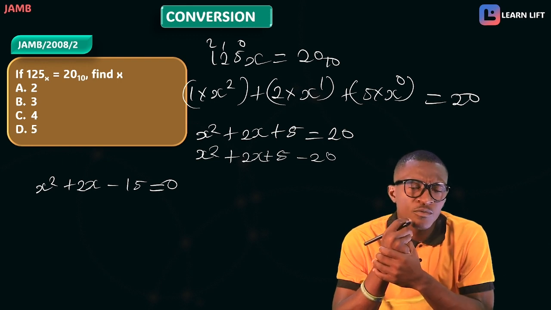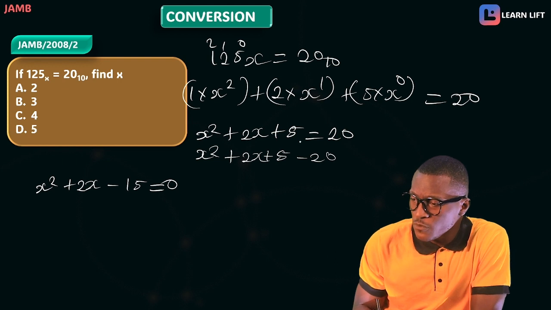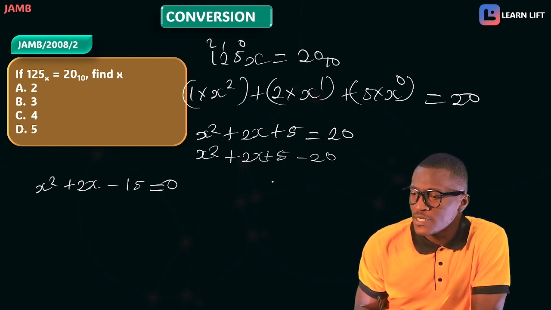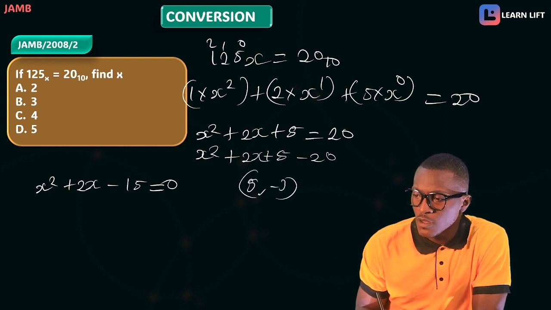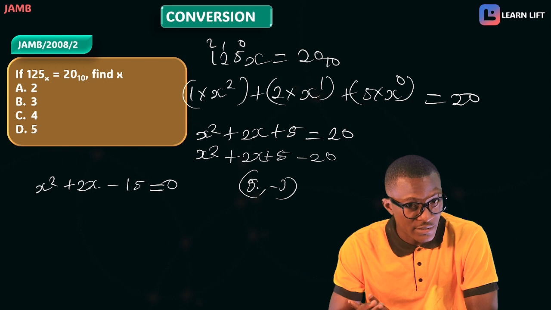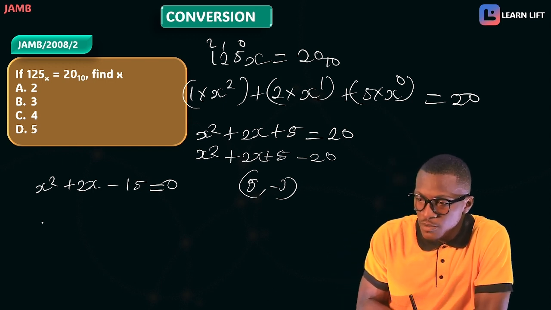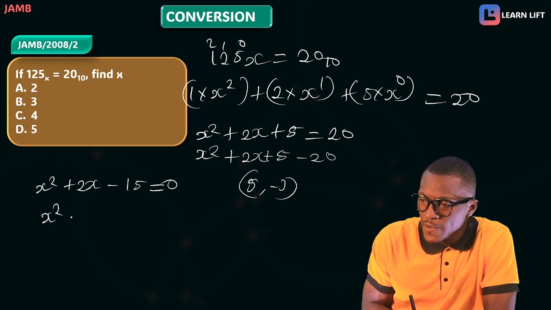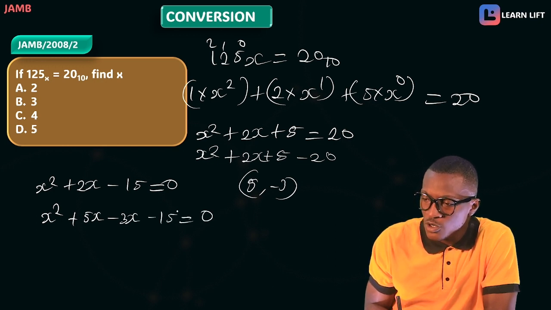Can you think of two factors for me? Is anyone coming to your mind? Quickly. So, what are the two factors? The two factors will be simply 5 and minus 3. Remember that 5 times minus 3 will give minus 15. If you add 5 and minus 3, you get 2. So it now becomes x squared plus 5x minus 3x minus 15 is equal to what? 0.